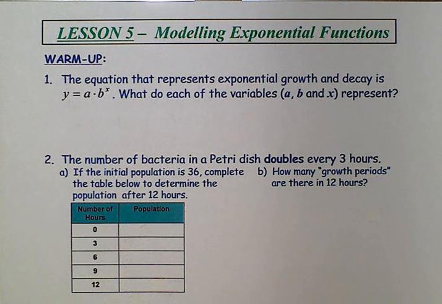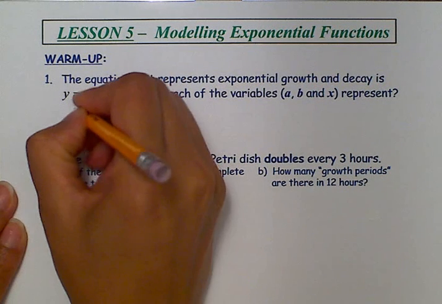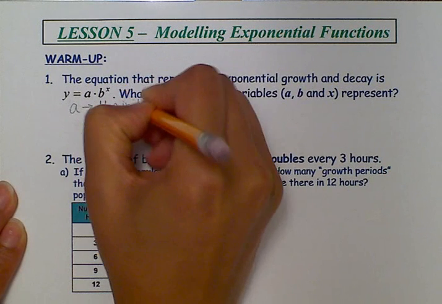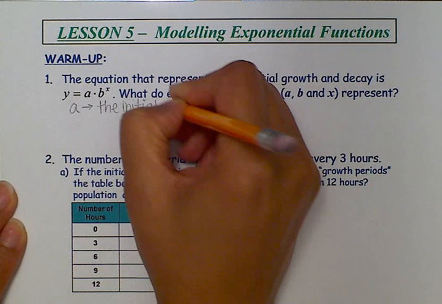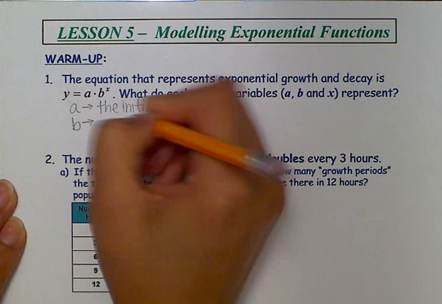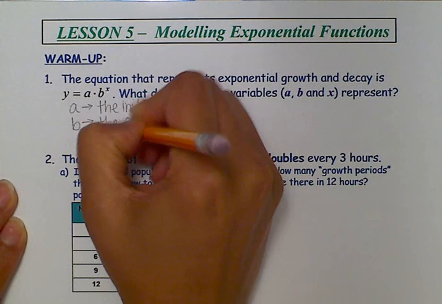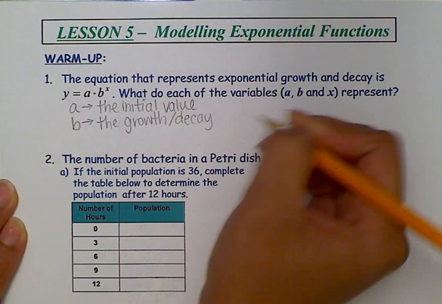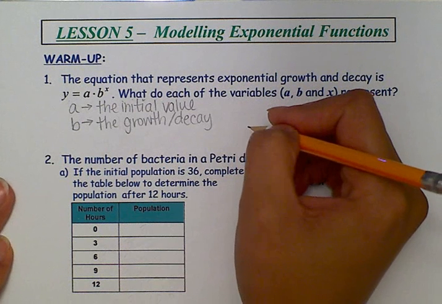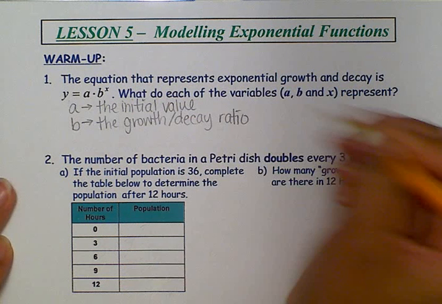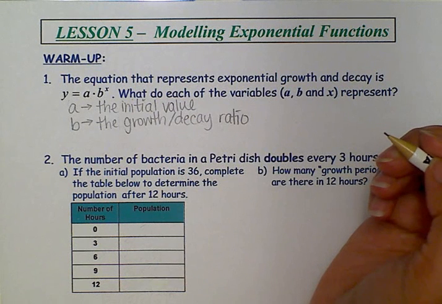Okay, so starting with the variable a. If you remember from way back when, a represents the initial value of the data that we're looking at. So this is the initial value. b represented the growth or decay ratio. So it depended on whether it was more than 1 or less than 1. If it was more than 1, it was a growth. If it was less than 1, it was a decay. It was a ratio. So that was also the number that you would have to multiply by each time to get to the next value.